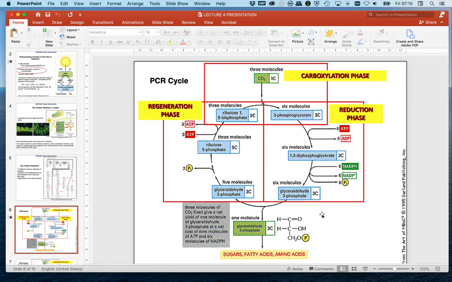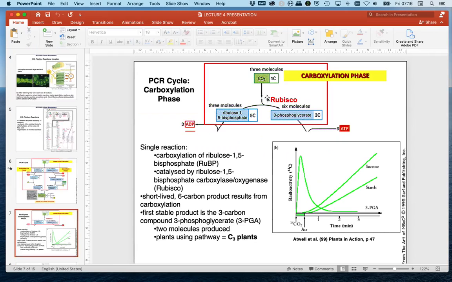So on this slide, we can see that the PCR cycle is broken down into manageable phases. There's the carboxylation phase at the top, so we'll start there, and then the reduction phase, and then there's the regeneration phase where one of the initial substrates is regenerated, completing the cycle. All right? So, in the next couple of slides, I go into detail about the steps and the enzymes I'd like you to remember about the PCR cycle.